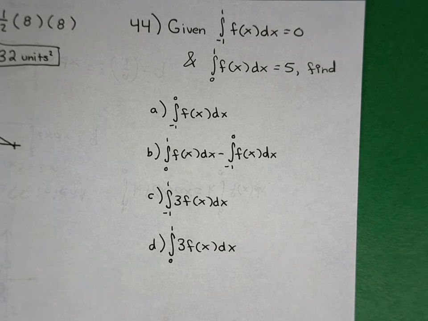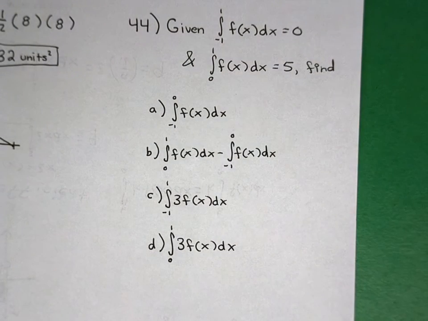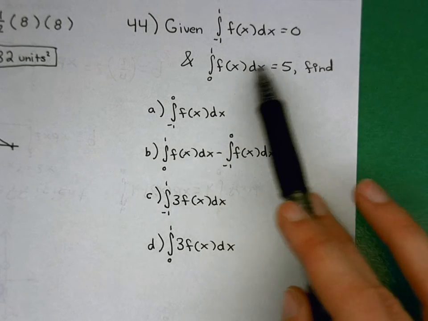I don't know, and honestly, it doesn't really matter for this particular problem because we're looking at the properties of it. So whatever the shape happens to be, however odd it happens to be, I know that the area from -1 to 1 is going to be 0. I'm also told that the integral from 0 to 1 of f of x dx is 5.